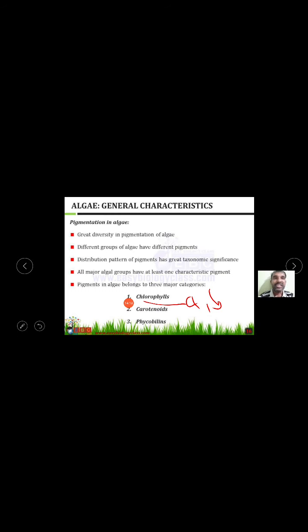The phycocyanin is present in the cyanophycean members, the blue-green algae especially, which show green and blue colors. These are called blue-green algae. The second one, phycoerythrin, is present in the red algae, that is, the rhodophycean members.